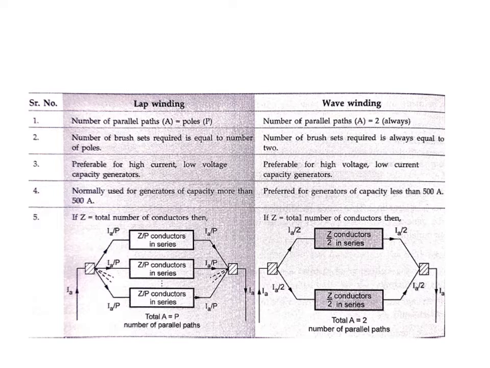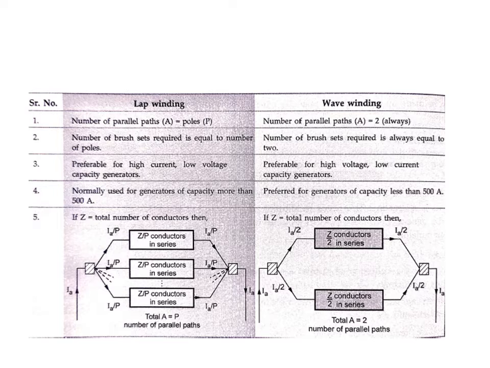And Z is the total number of conductors. So how many conductors does each parallel path contain? Z by P conductors, because there are P parallel paths in the lap winding. So each parallel path contains Z by P conductors. And in the wave winding, there are only 2 parallel paths. Each parallel path contains Z by 2 conductors in series. These are the differences between the 2 windings.